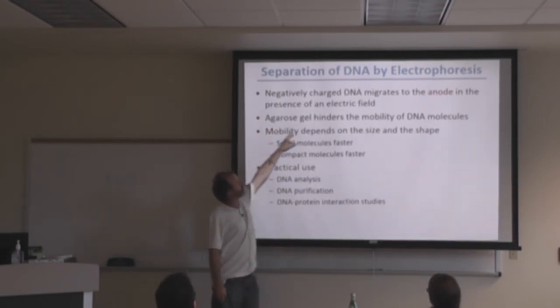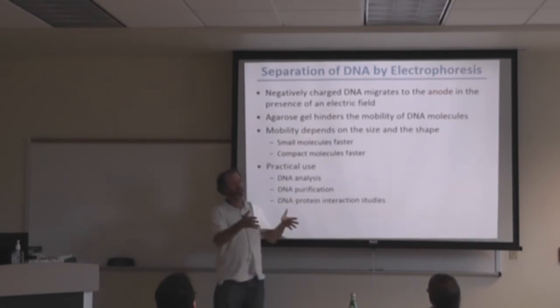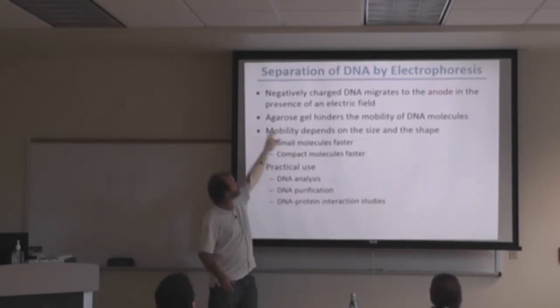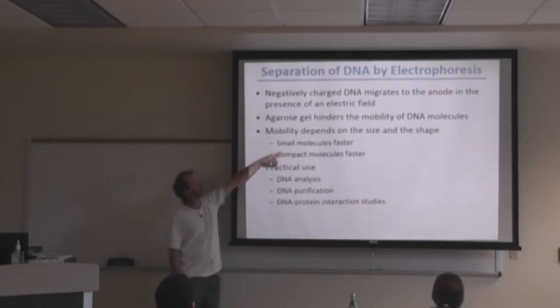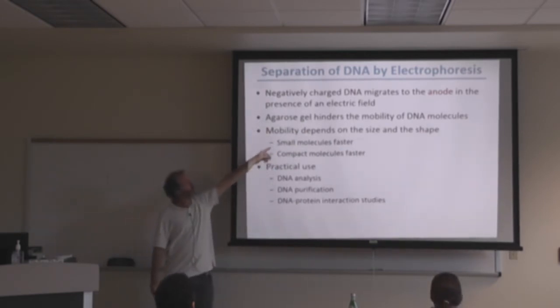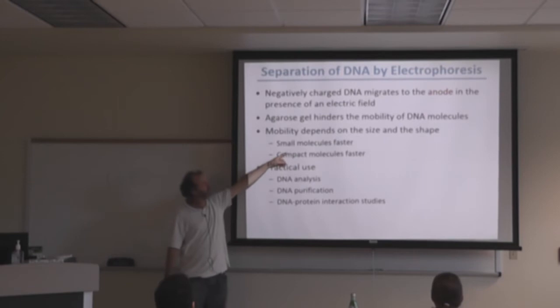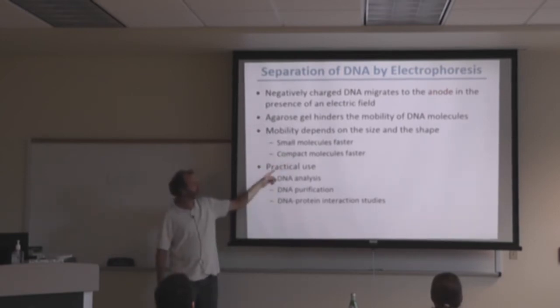And in electrophoresis, you have an agarose gel, which basically acts as a sieve. Smaller molecules will travel faster through it. Larger molecules will be hindered, and they'll travel slower. So the agarose is going to hinder the mobility of the DNA molecules. The mobility is going to depend on the size and shape. Small molecules are faster. Compact molecules are also faster.